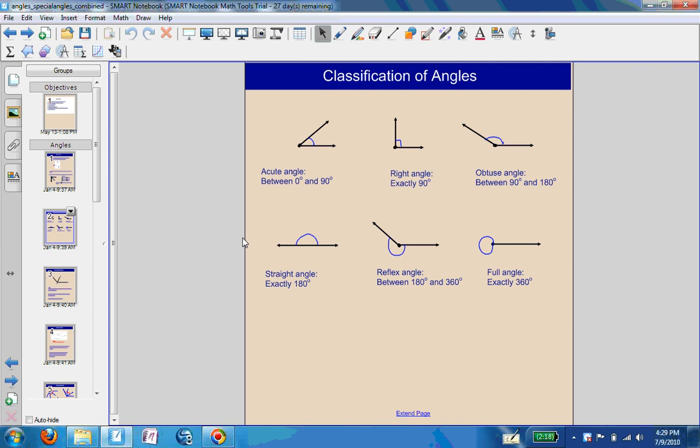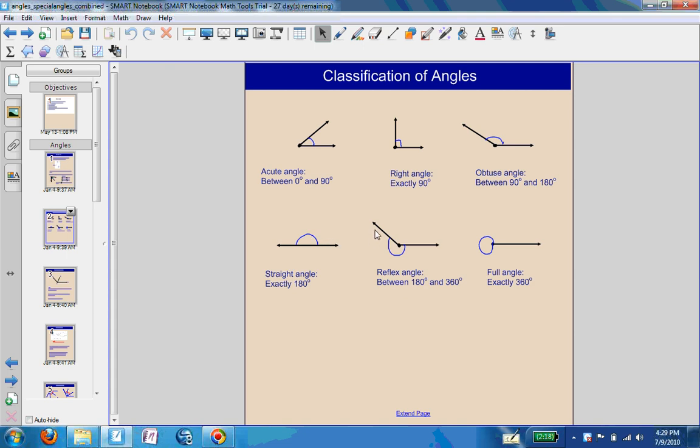There are 6 types of angles. An acute angle is between 0 and 90 degrees. A right angle is exactly 90 degrees. An obtuse angle is between 90 and 180. A straight angle is exactly 180 degrees, so you can think of it as a straight line.